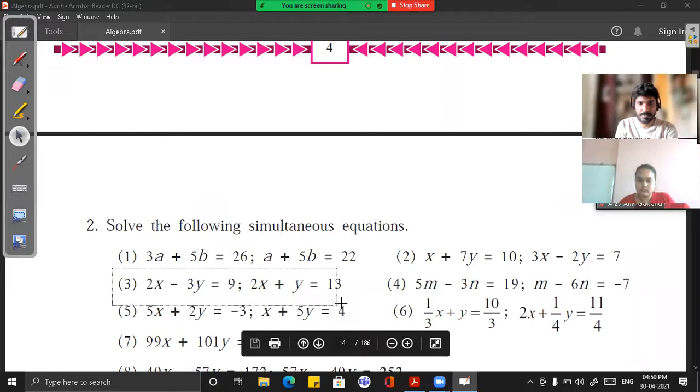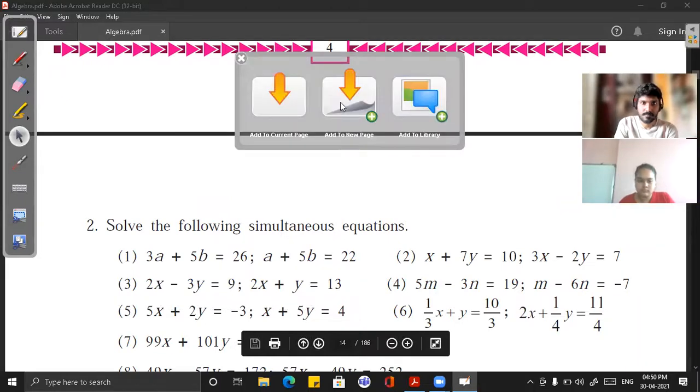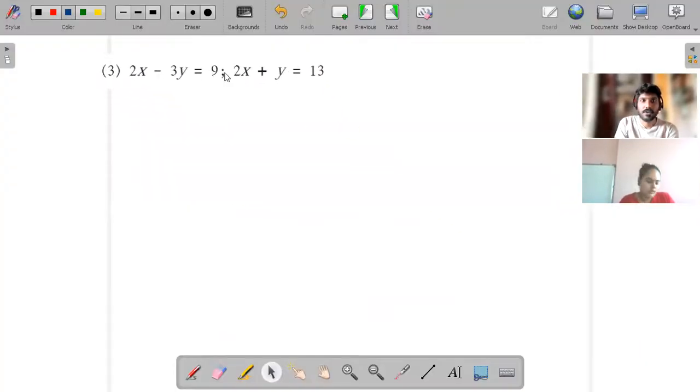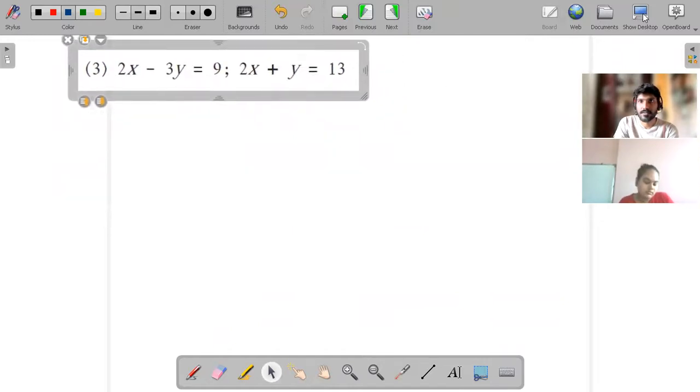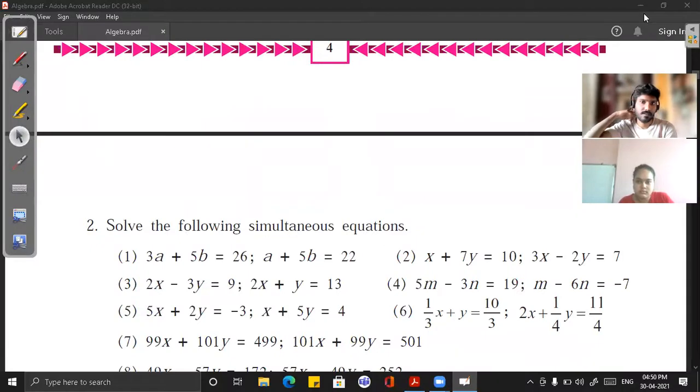Let's see the third one. After the third one, can we do the sixth one? Yeah, we'll do the sixth one also. Don't worry about it. It has fractions in it.